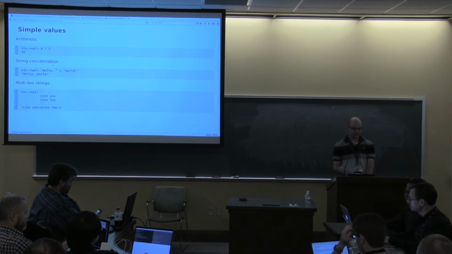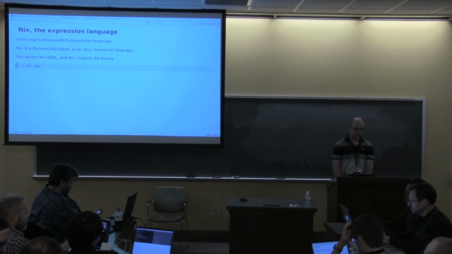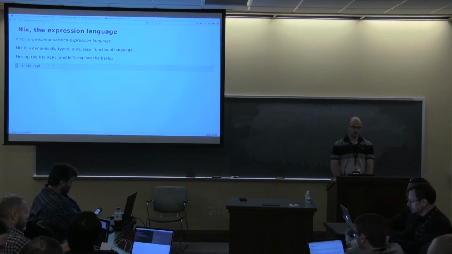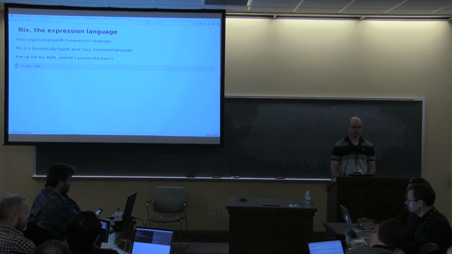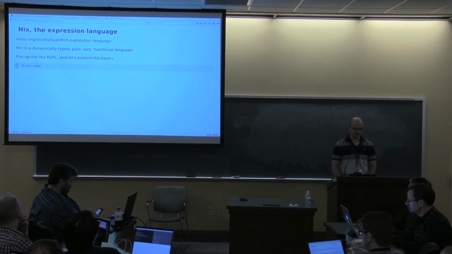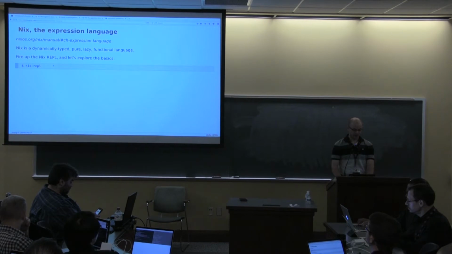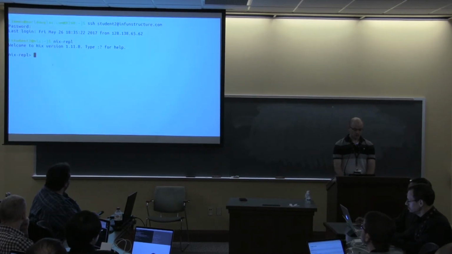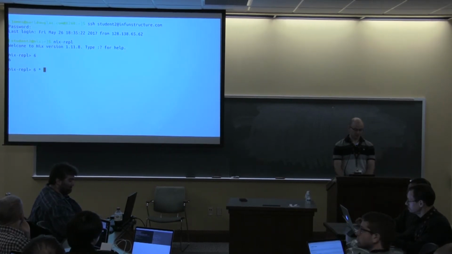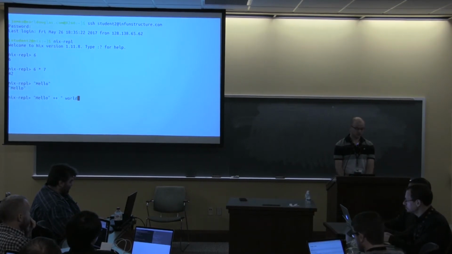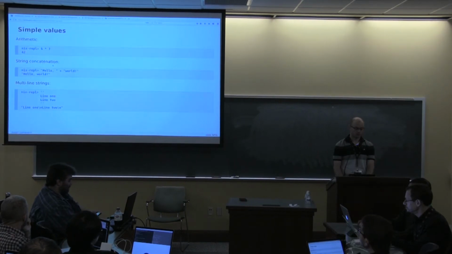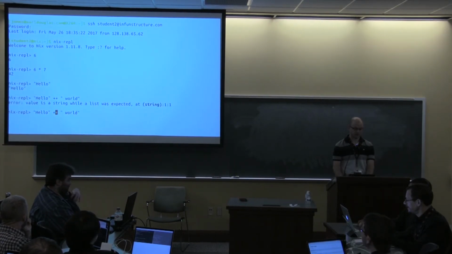So first we have simple values. Actually, before I go into that, Nix is a pure lazy functional language, but it's also dynamically typed. So if you're used to Haskell or whatever, this might throw you. It definitely threw me, but we'll see some examples of that. So we have simple values like numbers, and we can do basic arithmetic, for example. We can represent strings in double quotes. We can concatenate strings with the single plus.